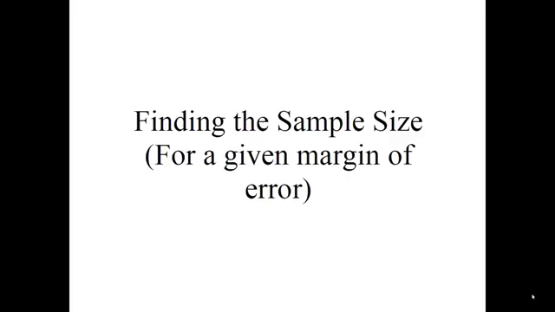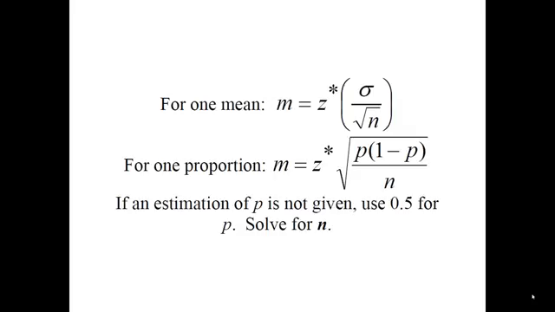Finding the sample size for a given margin of error. For one mean, margin of error is z star times sigma over root n. For one proportion, margin of error is z star times the square root of the fraction p times 1 minus p over n. If an estimation of p is not given, use 0.5 for p. Solve for n.